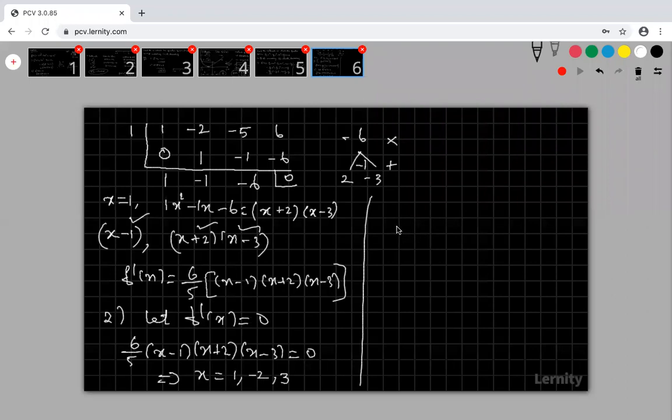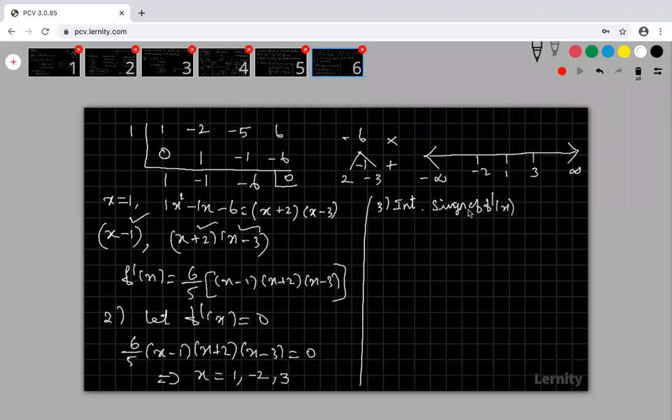Now come to our third step. What is my third step? First of all, go for the number line. Look at that. Here I will get minus 2. Here I'm getting 1. Here I'm getting 3. This is my minus infinity. This is my plus infinity. Come to the third step. What is my third step? Intervals. What is my second column? Sign of f dash of x.